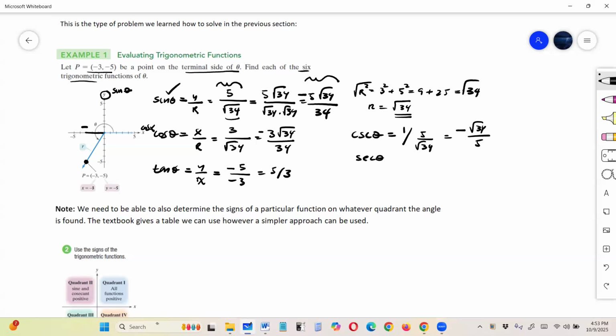Secant, 1 over cosine, and I'm going to use this expression again. Radical 34 over 3, and obviously minus. Why is it minus? Because it's 1 over cosine, and cosine is negative.